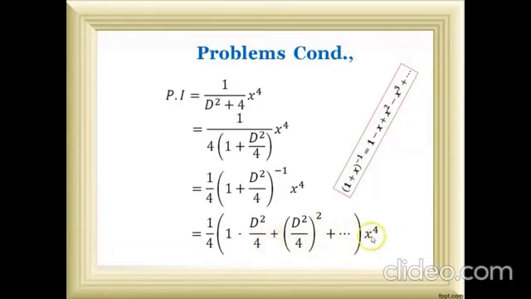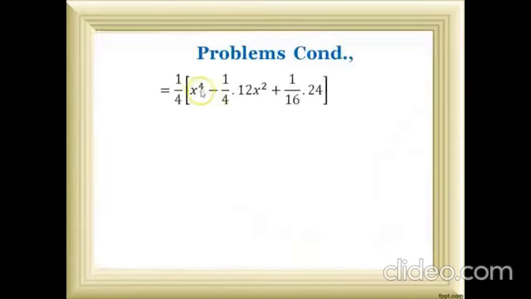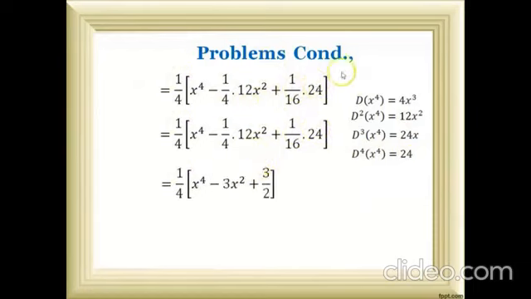So next I'm moving this x power 4 inside. So 1 into x power 4 is x power 4 minus D square of x power 4. I listed the derivative values here. D square of x power 4 is 12x square and D power 4 of x power 4 is 24. So I'm substituting in the previous step. I will get the values like that. After simplifying these things, I will get 1 by 4 into x power 4, 12 by 4 is 3, 24 by 16 is 3 by 2. This is our final P.I.